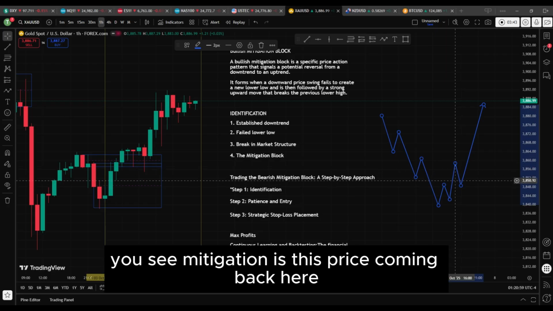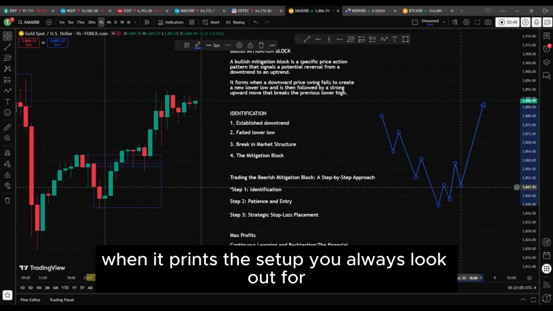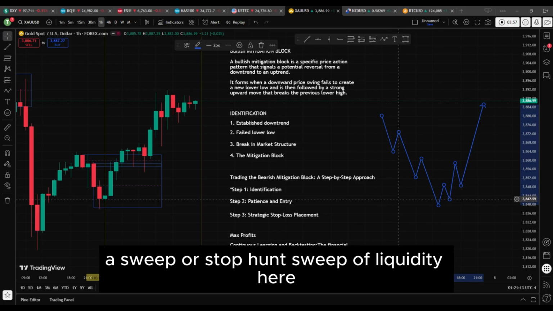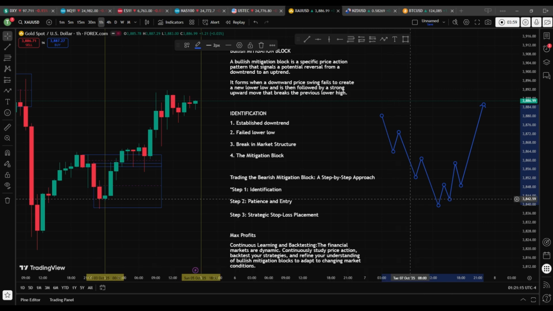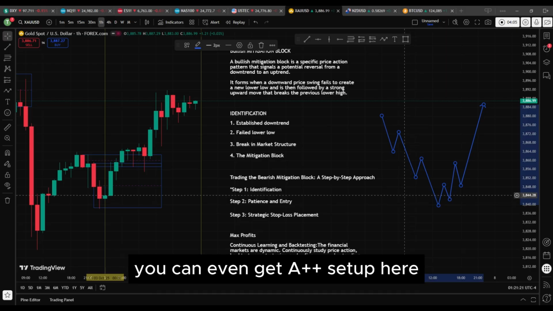You see, mitigation is this price coming back here to take liquidity here. And then off it goes. When it prints the setup, always look out for whether there is a grab, a sweep or stop hunt, a sweep of liquidity here. It makes the setup a higher probability setup. You can even get an A++ setup.